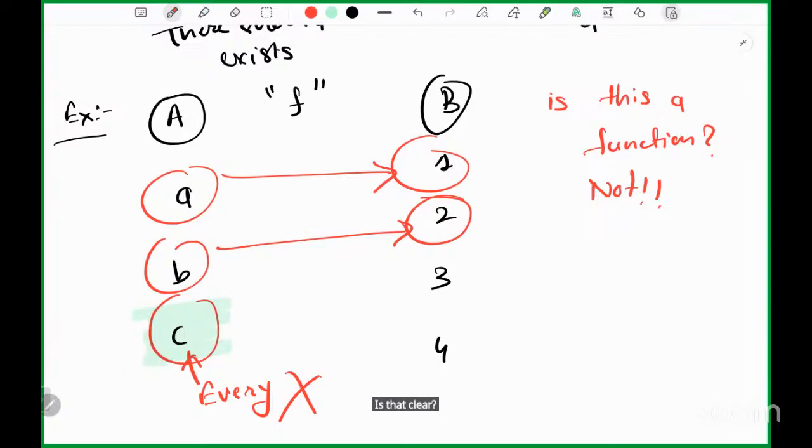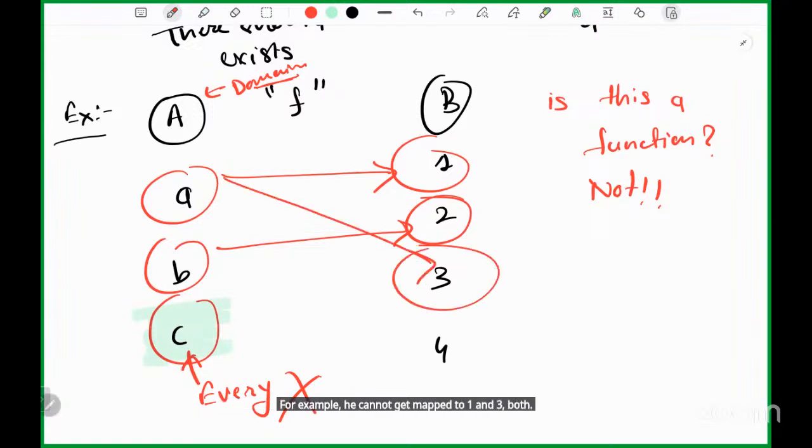That means A, B, C, all of them have to be mapped. Yes, correct, because they are the domain set or the inputs. They should be mapped to somewhere, and that somewhere should be unique. For example, A cannot get mapped to 1 and 3 both. Then this is not a function because it's violating the word unique.